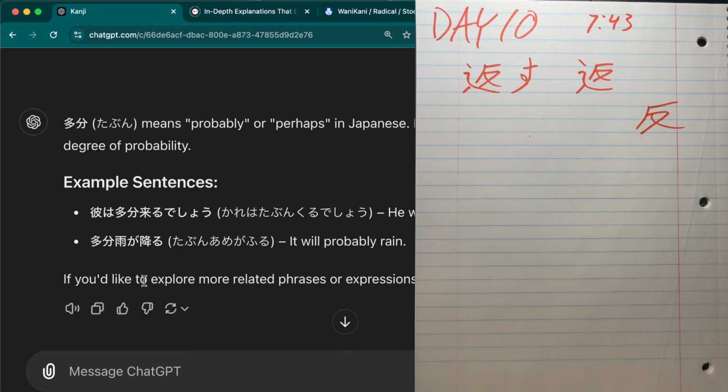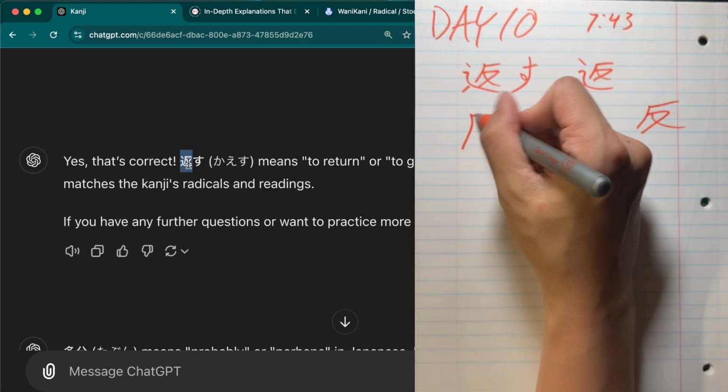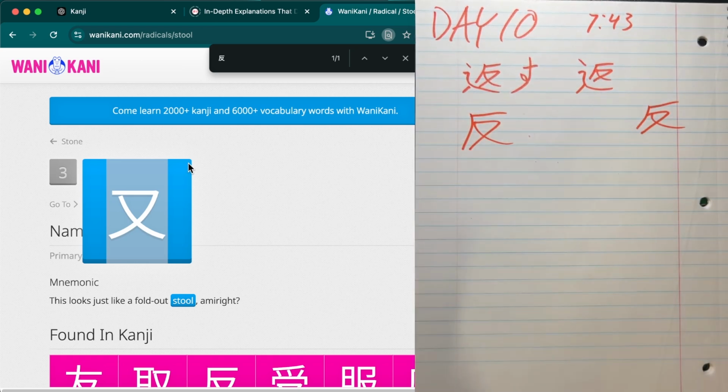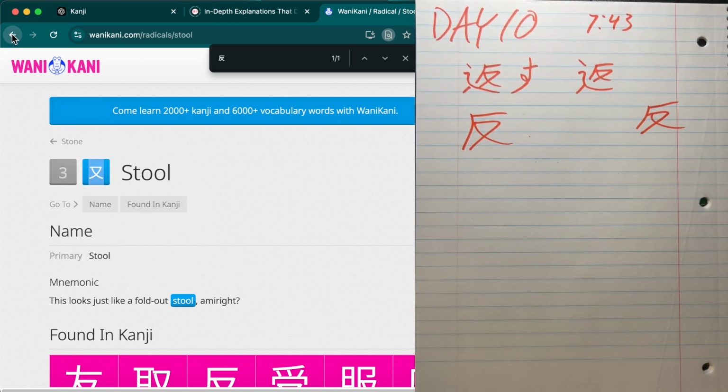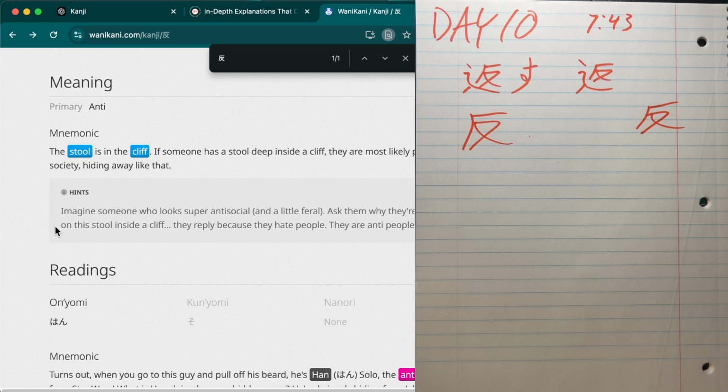Okay. I kind of like this way of learning the kanji because sometimes I'm just learning one kanji, and then based on learning this kanji, I learn other kanji because it's a kanji within a kanji essentially. Okay, so a cliff and then a stool. Let's go ahead and read the mnemonic. I kind of like WaniKani's mnemonics. They're fun. They're changing my mind about mnemonics.